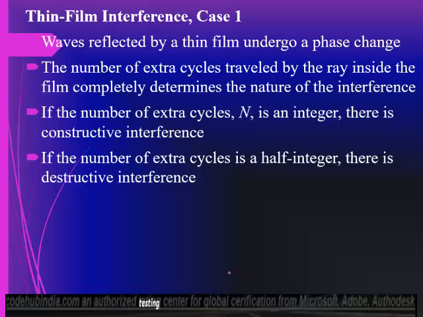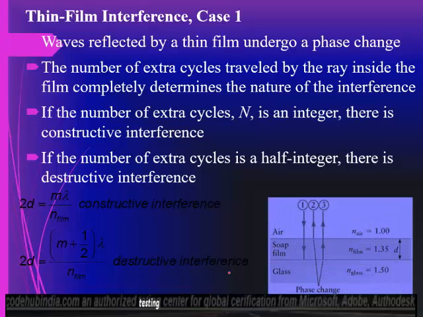Where is the n? Then it is constructive. n by 2 is constructive. So 2d equal to this is the constructive interference, and 2d equal to this is the destructive. And what? Phase change.